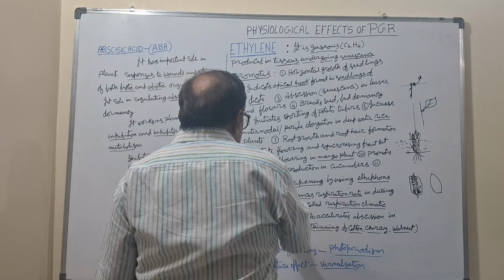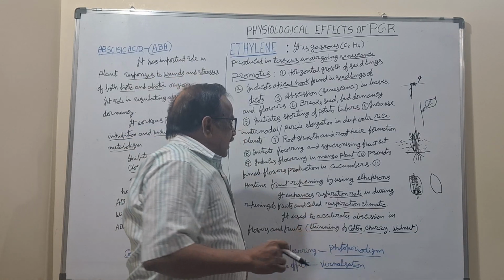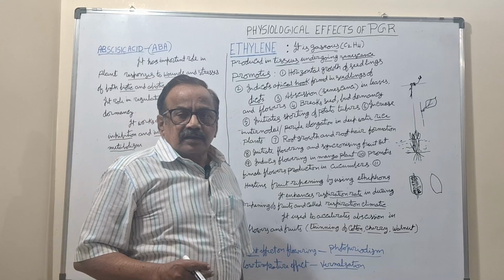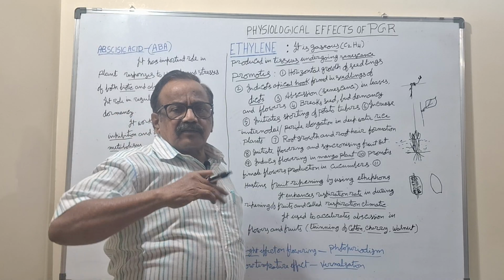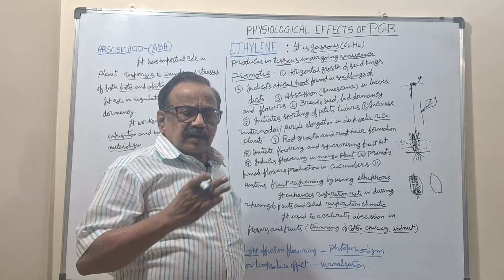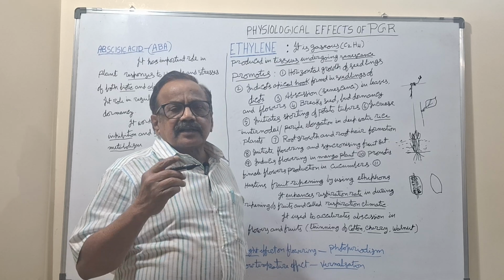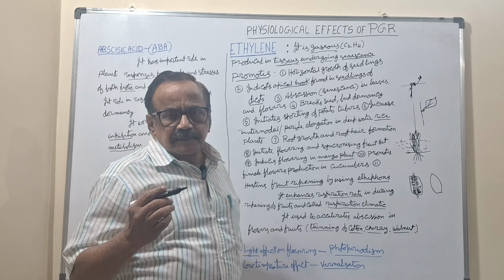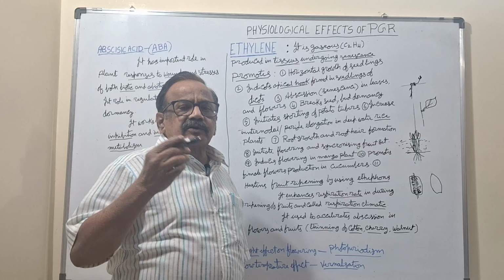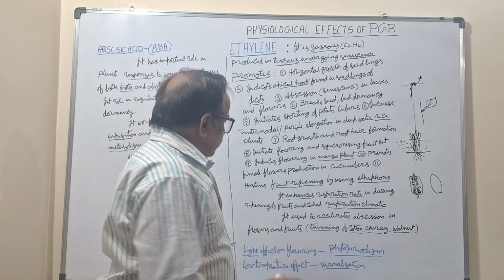And next will be that it induces flowering in the mango plant. If in the season the flowers are not coming, before the flowers come, if the flowering is becoming late, at that time if you spray the ethylene on the plant, it will produce the flowers.